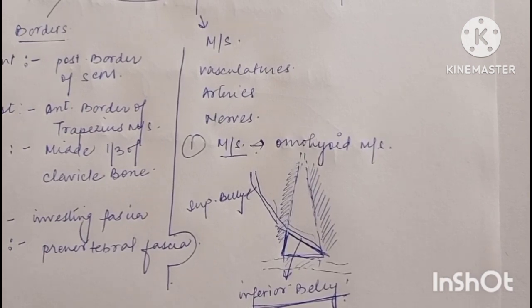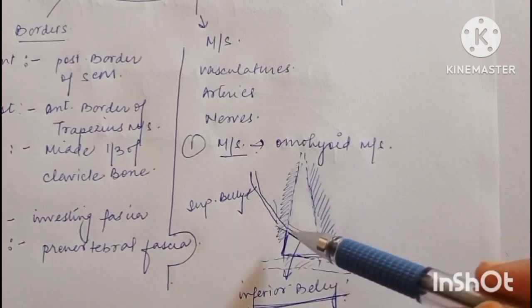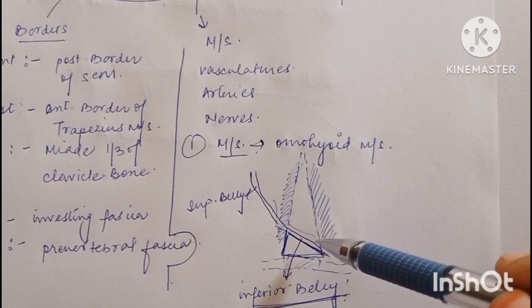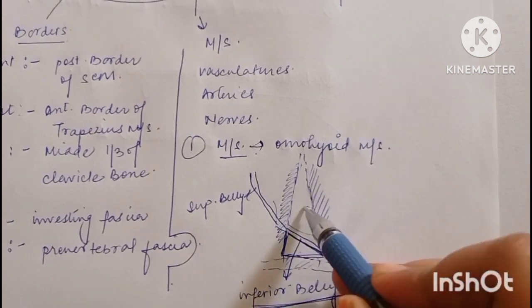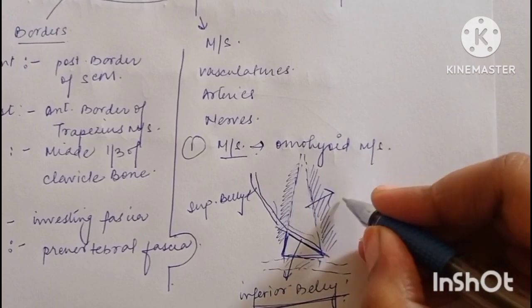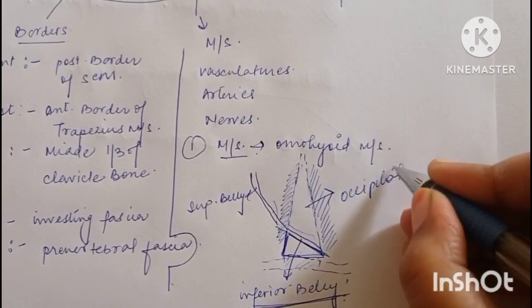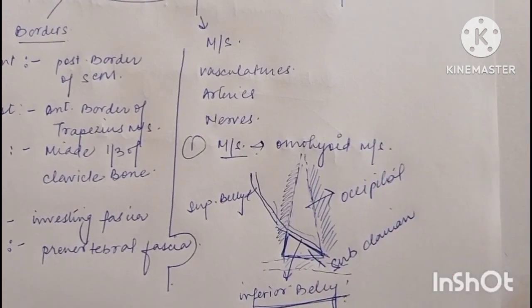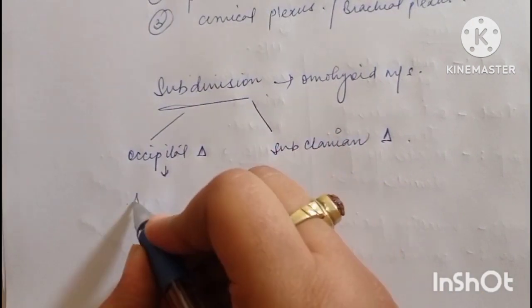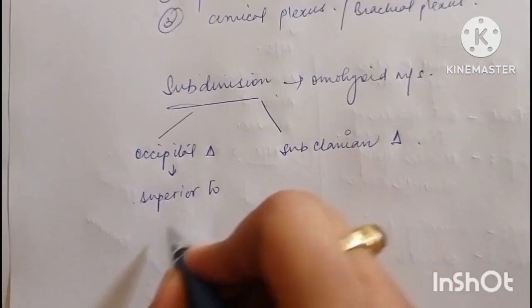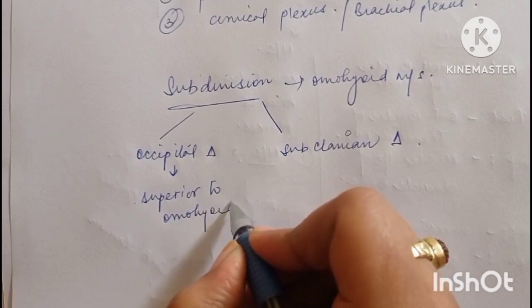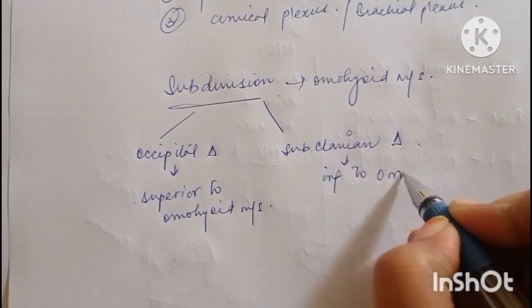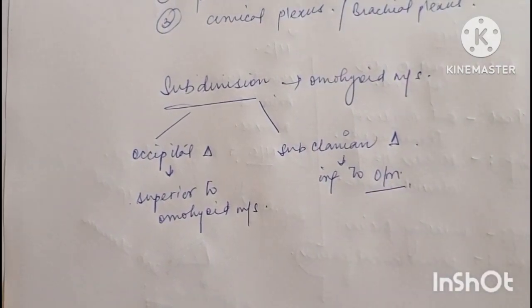Now let's come again to the diagram. This is the inferior belly of the omohyoid muscle that divides the major triangle into another two. The upper triangle, the superior triangle, is known as the occipital, and the inferior triangle is known as the subclavian triangle. So superior to the omohyoid muscle is known as the occipital. Inferior to the omohyoid muscle is known as the subclavian.